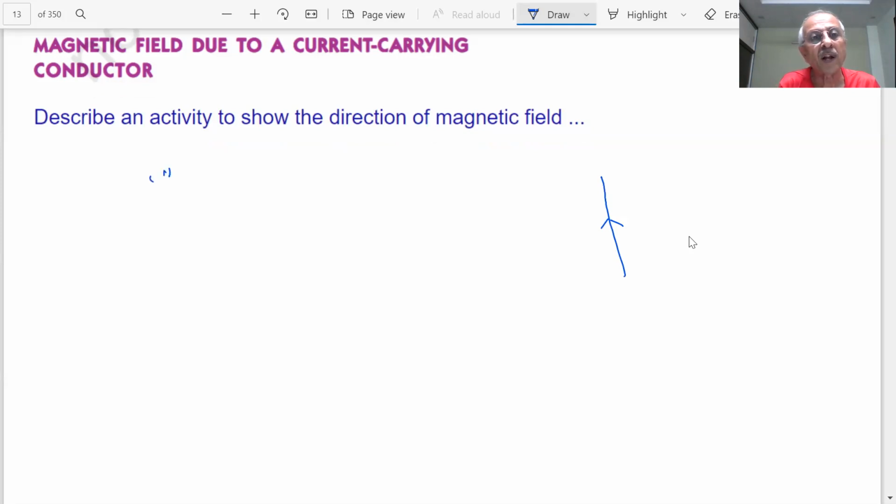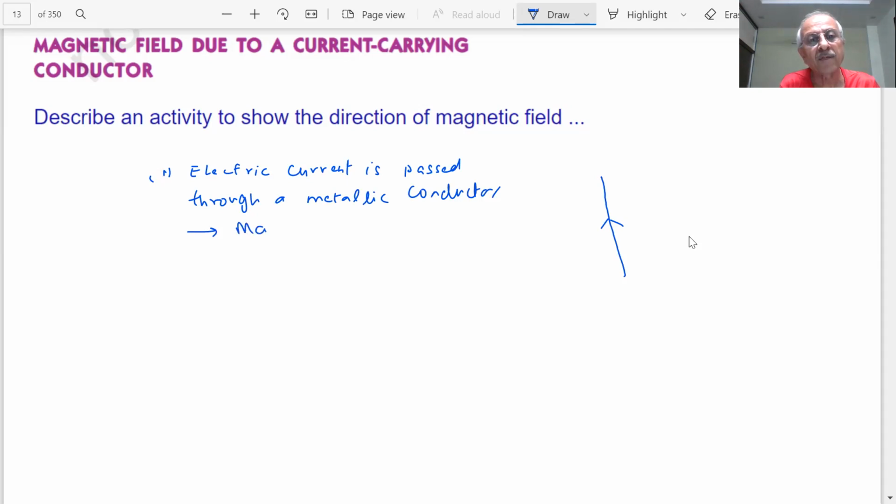What we said is that if electric current is passed through a metallic wire or a metallic conductor, it will generate a magnetic field around the wire. So a magnetic field is produced around it. Very important point: any wire through which electric current passes produces a magnetic field.